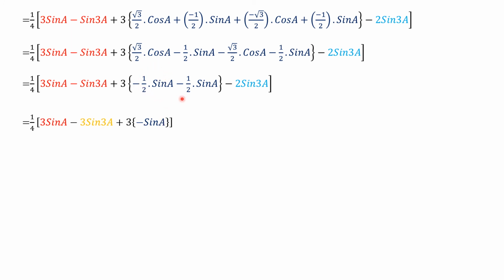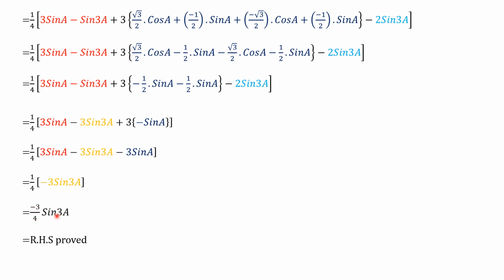Minus 1 over 2 sin a and minus 1 over 2 sin a can be added up to give minus sin a. I hope this is clear. And minus sin 3a minus 2 sin 3a is minus 3 sin 3a. Thereafter we'll open the bracket over here to write this line. And then you can check here is 3 sin a and here is minus 3 sin a, which can be cancelled. So ultimately we are left here with minus 3 sin 3a. And then in the next line, we just open the bracket and we can write minus 3 over 4 sin 3a, which is equal to the right hand side. Proved. I hope you've understood this one.